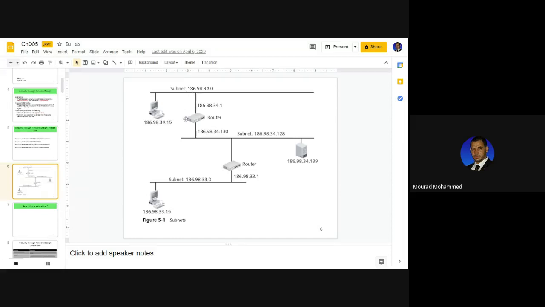What does class B mean? Class B means we are having two numbers for the network, and also two numbers for the host. So the first number 1, number 2, they are for the network. Number 3 and number 4, they are for the host.